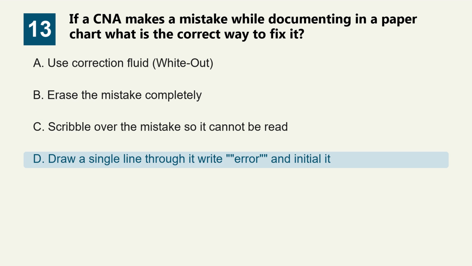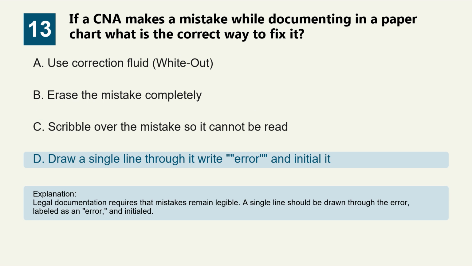The correct answer is option D. Draw a single line through it, write error, and initial it. Legal documentation requires that mistakes remain legible. A single line should be drawn through the error, labeled as an error, and initialed.